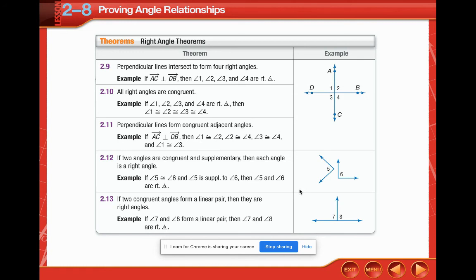Just to let you know, one of the best things to take notes on are all of these theorems. Okay, try and write down these theorems.